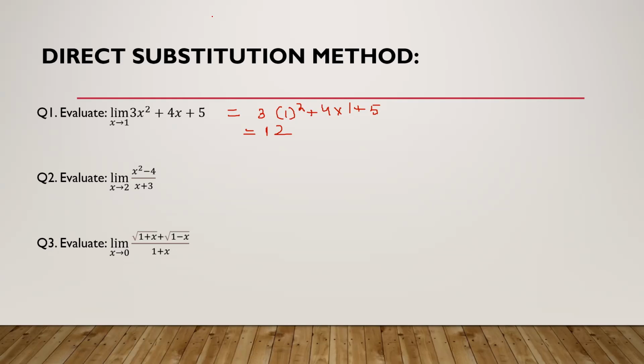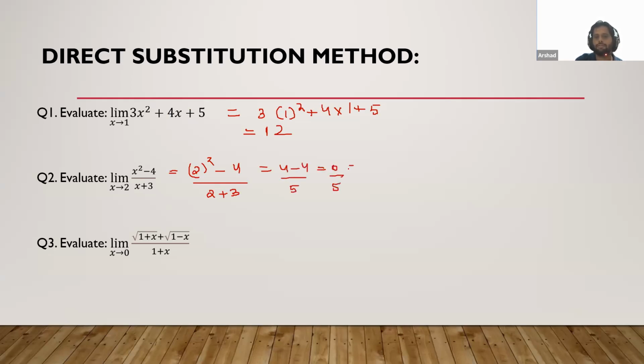No, Zed, please check the calculations again. You're making a calculation mistake. Yes, Rifat, what is it? Put this value here, so you will get 2 squared. 2 squared minus 4 by 2 plus 3 is equal to 4 minus 4 by 5, which is equal to 0 by 5, and this is equal to 0. Zed, is this clear? Rifat, is this clear? Raise your hand, please, if it is clear, so that we can start the next question. Okay, Zed, great. Rifat, great.